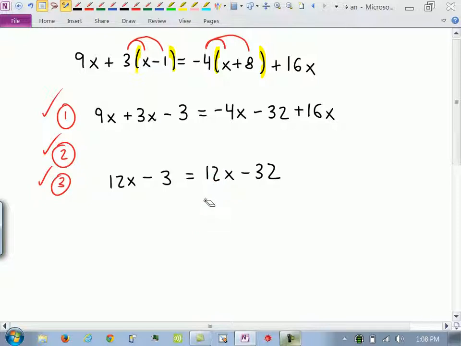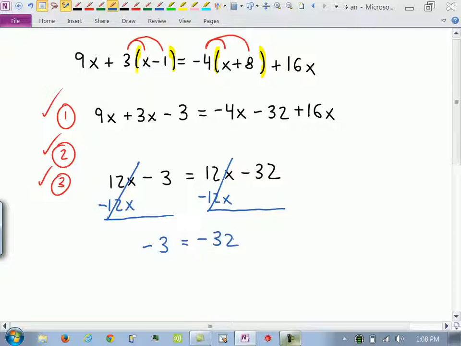So I'm going to subtract instead. I will subtract 12x on this side. Whatever you do to one side, you have to do to the other, right? Vertical subtraction. Let's just do that step and see what happens. They cancel on both sides, don't they? And so the only thing left on the left side is negative 3. The only thing on the right side is negative 32.